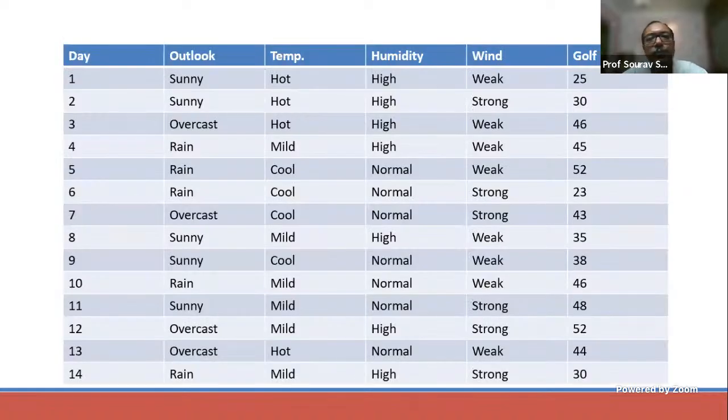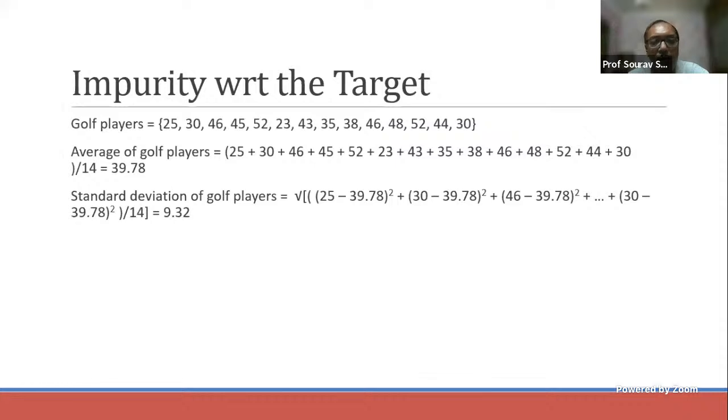With that, let's take the same problem, but this time we have the number of golf players on the field as the target variable. Same data set which we have done. Now, how can we solve it using the regression tree? Like we did earlier, we'll do the same thing. Let's first look into the outlook. Outlook has three values: sunny, overcast, and rain.